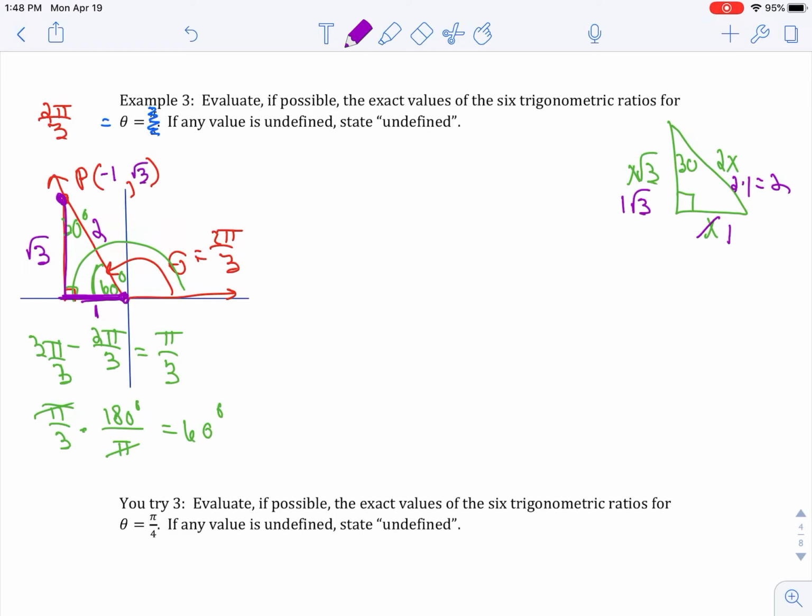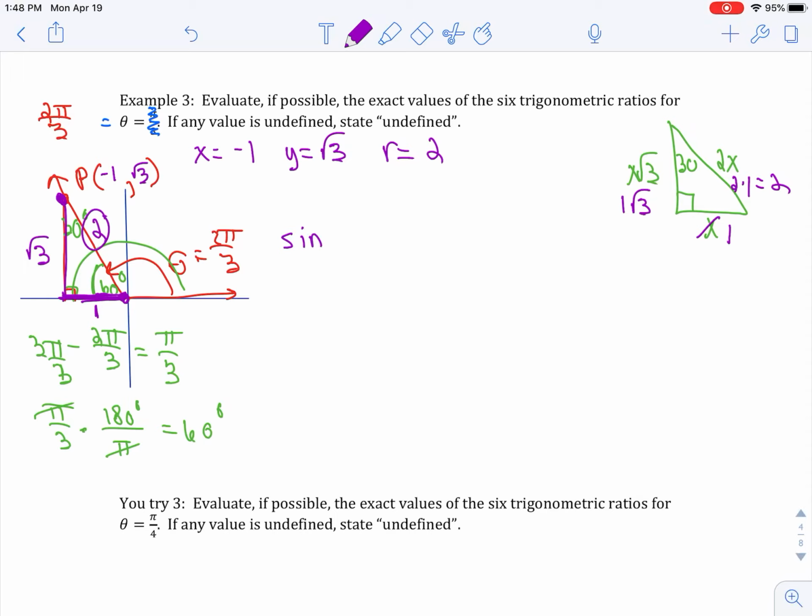Right? Because how did I get to that point? I went from the origin, back 1, and up square root of 3. So now I know that x is -1 and y is the square root of 3. And in fact, in doing this, I also know what r is. I don't even have to do any work to get that. r is 2. Remember, r is always positive. So then we just go through and do the same thing that we've done before.